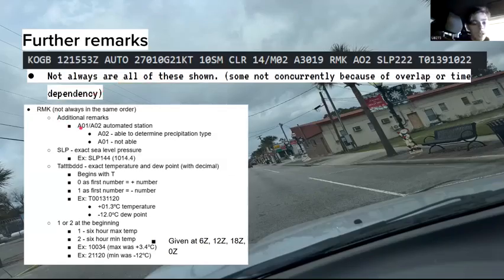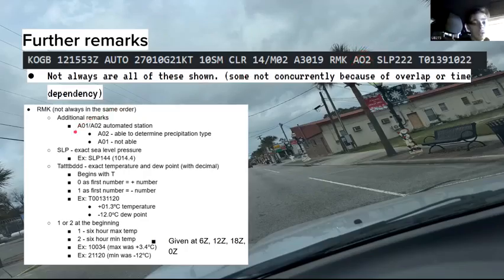So the first thing that you'll see, and you can see it in this case, is AO2. You'll see AO1 or AO2. AO1 means it's not able to determine what type of precipitation we're getting. AO2, it is. So in this case, if we had precipitation, it would know.